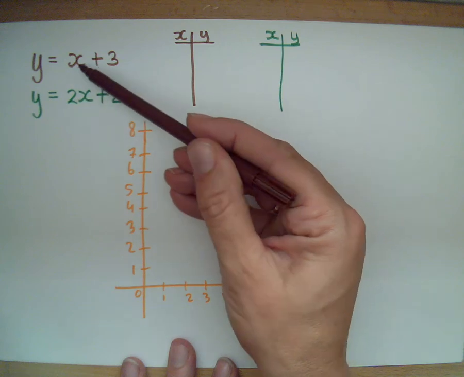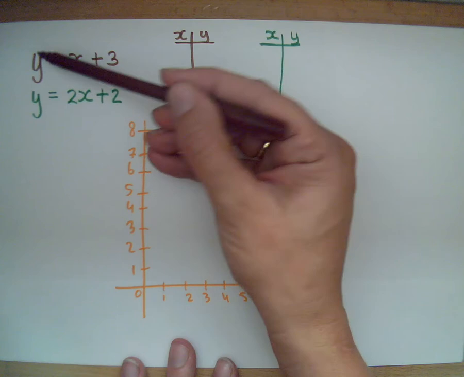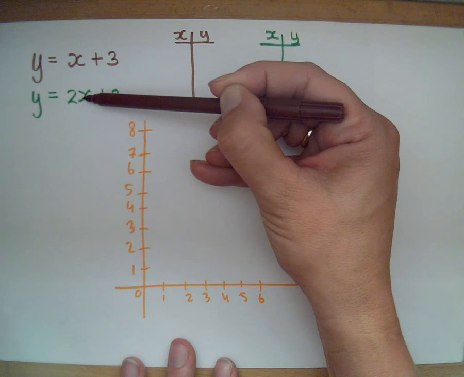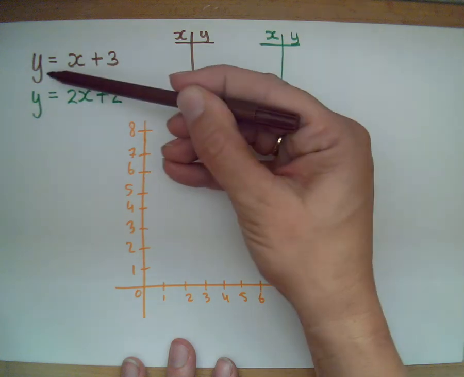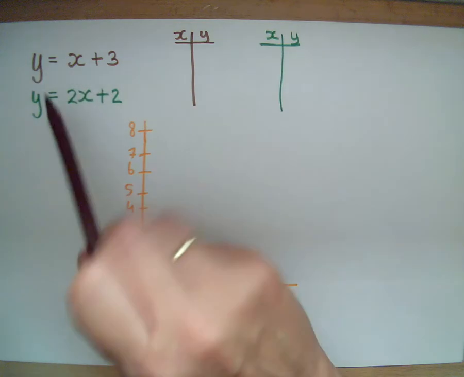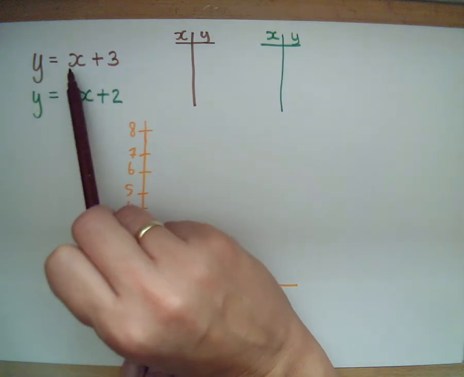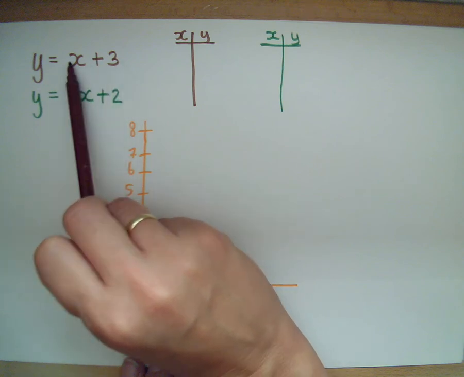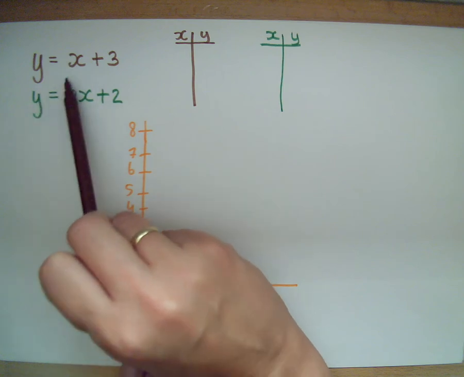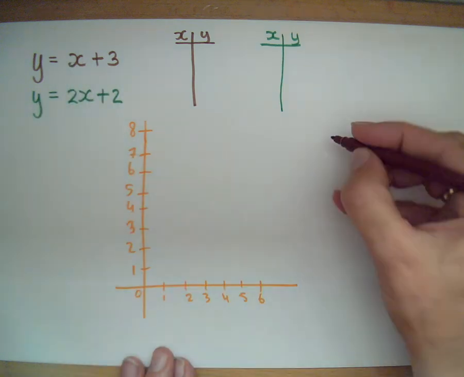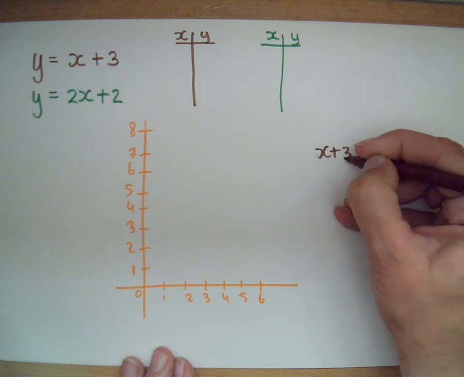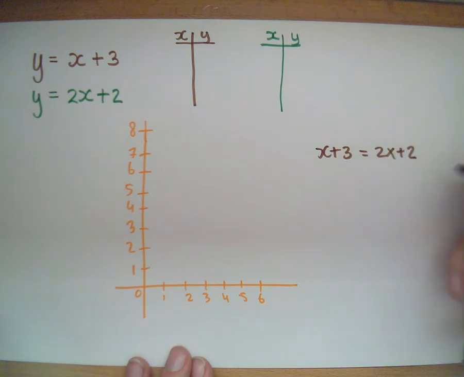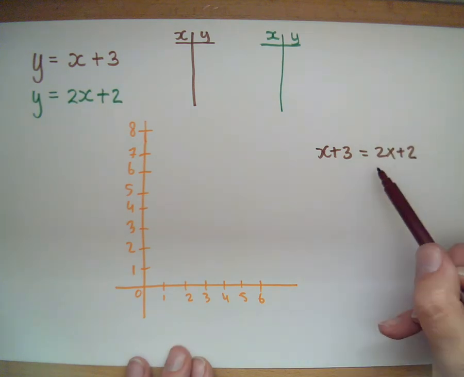We could say we're looking for a point where their y values are equal and their x values are equal, right? So we can see them as simultaneous equations, and by using substitution, we're going to substitute this y with x plus 3 and write x plus 3 equals 2x plus 2. Then we solve for x and we find the x value.